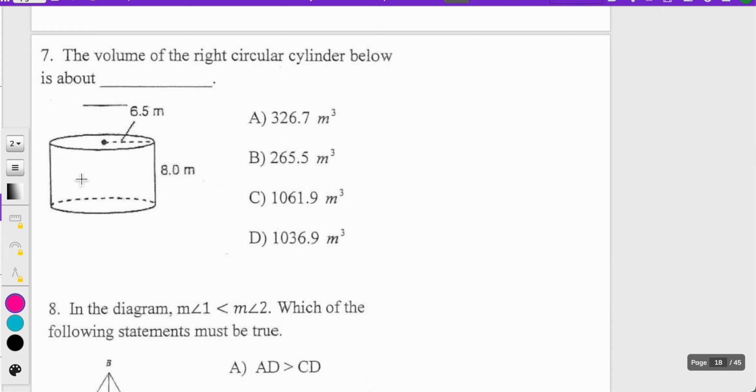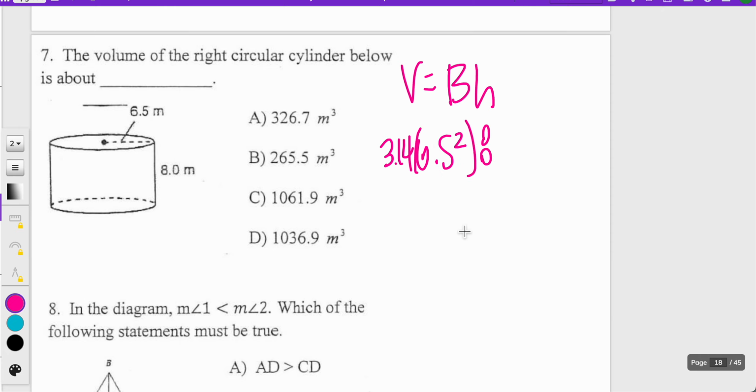7, the volume of the right cylinder below is about blank cubic meters. That's area of the base times the height. So that's pi times 6.5 squared times 8. So 3.14 times 6.5 times 6.5 times 8. We're getting about 1061.32, or 1061.9 if you're using just your pi symbol.